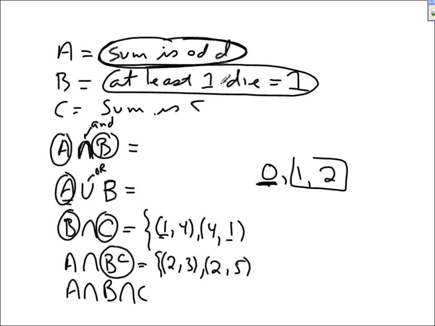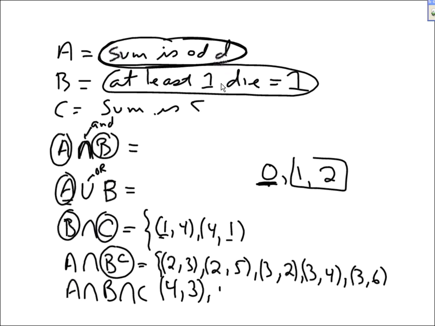If you get a 3 first, 3 and 2 is odd. 3 and 4 is odd. And 3 and 6 is odd. If you get a 4 first, 4 and 1 is odd, but you can't get 1. So 4 and 3, 4 and 5. Those pairs are odd. If you get a 5 first, add 2, get a 7. Add 4, get a 9. Add 6, get 11, which is odd.